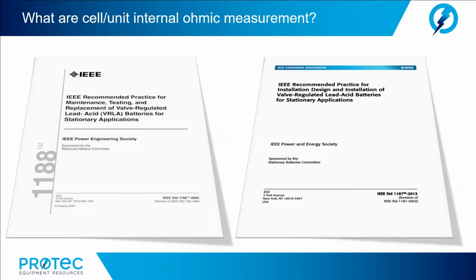IEEE Standard 1188 requires taking internal ohmic values as described in its Annex C4 during regular inspection of the station battery. For valve-regulated lead-acid batteries, IEEE Standard 1188, in talking about the necessity of establishing a baseline and trending it over time, says, depending on the degree of change, a performance test, cell replacement, or other corrective action may be necessary. And this quote can be found in the IEEE 1188-2005 in the Appendix C section.